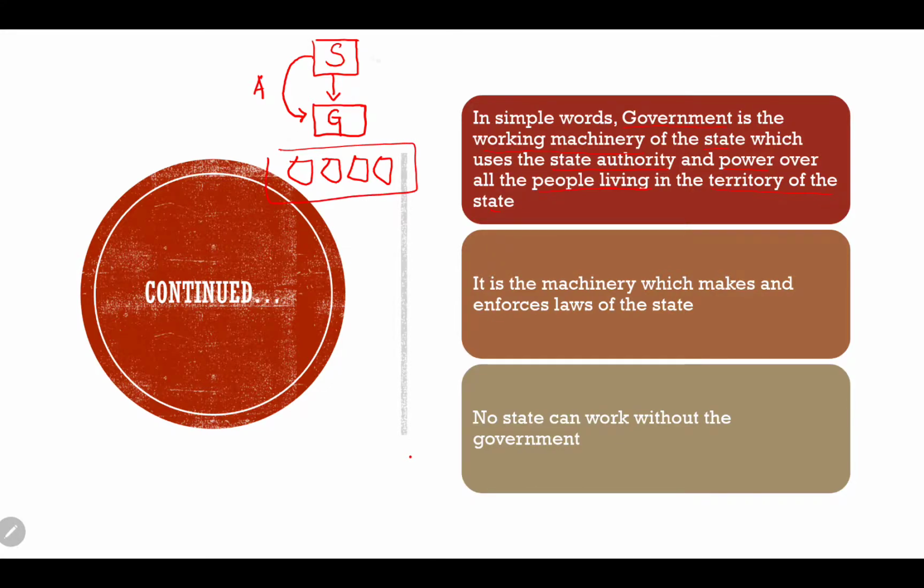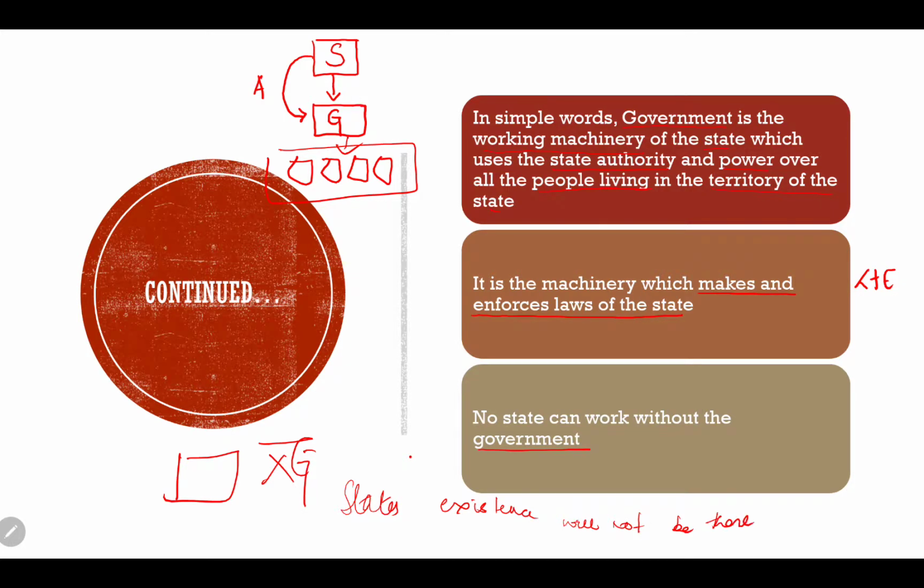So it's a hierarchical process. It is a machinery which makes and enforces laws of the state. Simple. Legislature plus executive. No state can work without government. So if there is a state but no government, then what happens? With no government, the state's existence will not be there, okay.